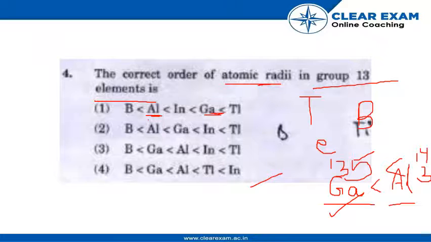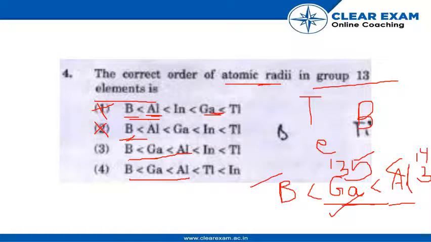So our first is B, second will be gallium, that is Ga, then third will be aluminium. Let's see the sequence. First is B, Al, that is wrong, so the first is not applicable. Second is B, Al, that is also wrong. Third is B, Ga, yes, this can be there, and Al, yes, this can also be there. Fourth is B, Ga, Al, this can also be there.